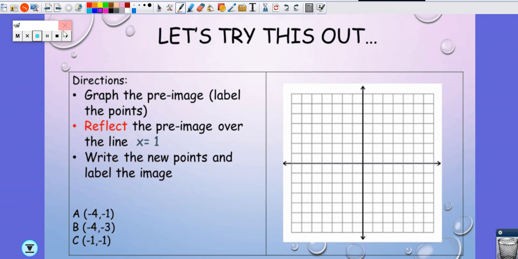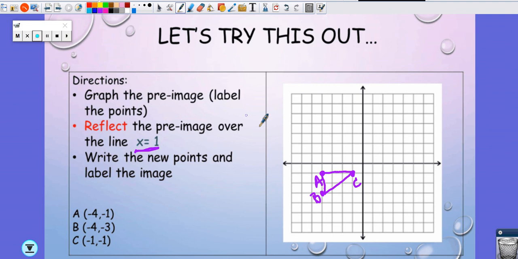Okay, let's go ahead and go to the next one. It says graph the pre-image and label the point. So I'm going to go through my 1, 2, 3, 4, -4 and 1, and then -4, -3, 1, 2, 3, and then -1 and -1, and that's my C. Okay, that's my pre-image. And now my line of reflection is x equals 1.